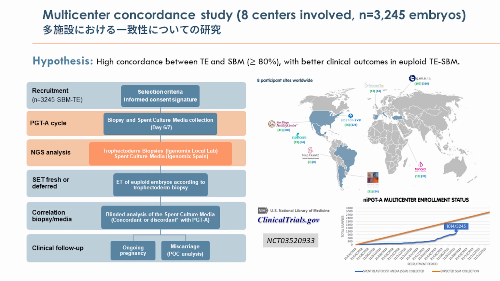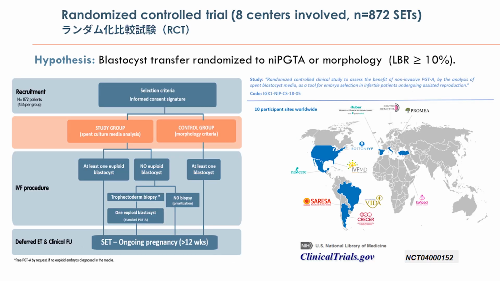So this is an ongoing study, but now we have the possibility to see the results of the first more than 1,000 samples, and hopefully we will publish this interim analysis at the beginning of the year. And the other study, the randomized study, our hypothesis is if we can improve live birth rates by 10% just by adding the analysis of the media to our regular selection tools in the IVF lab.